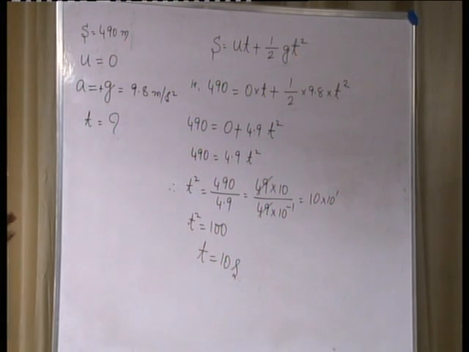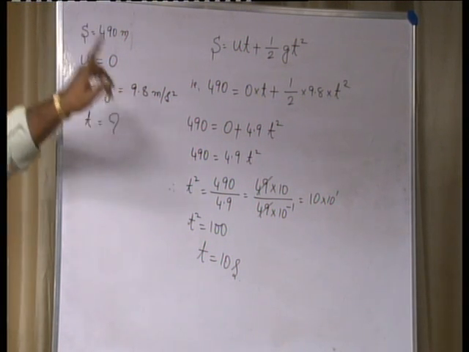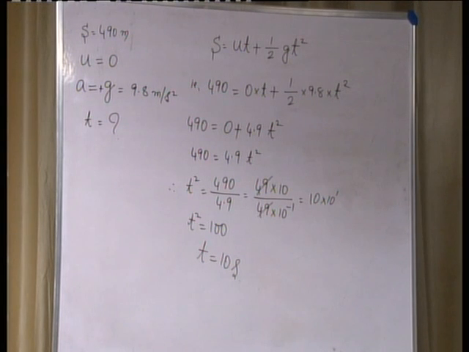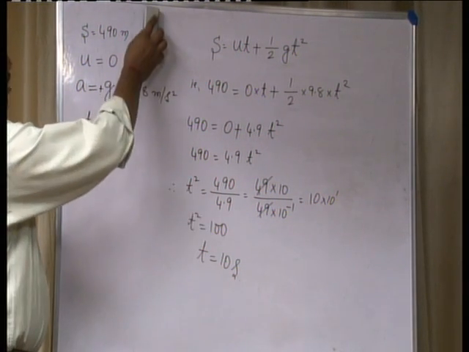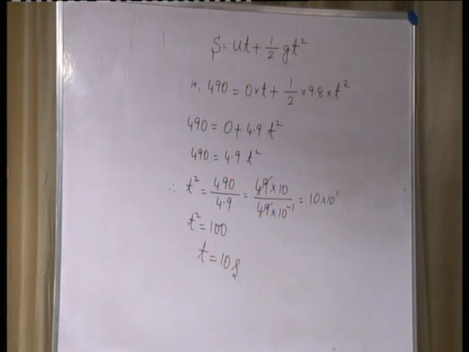The thing is, when you drop a body from a height of 490 meter, it takes 10 seconds to reach the ground. In this way we are finding the time required by the body which is dropped from a height of 490 meter above the earth surface. So, let us move on to the next problem.